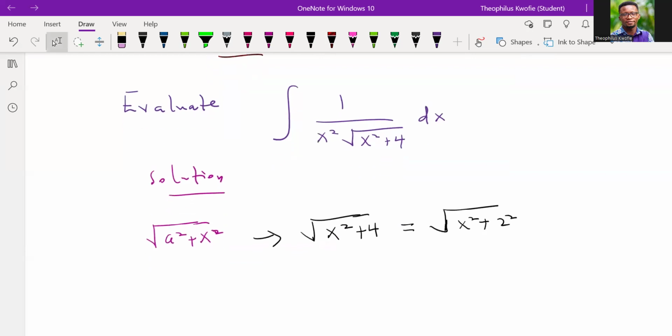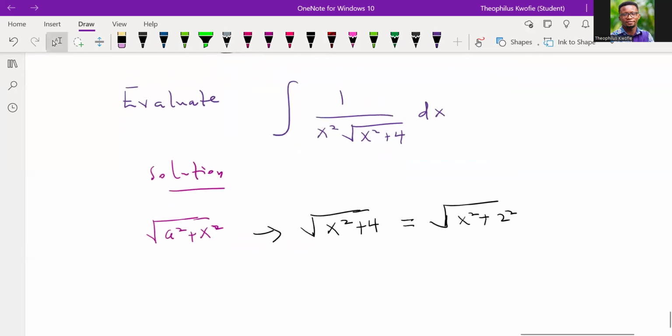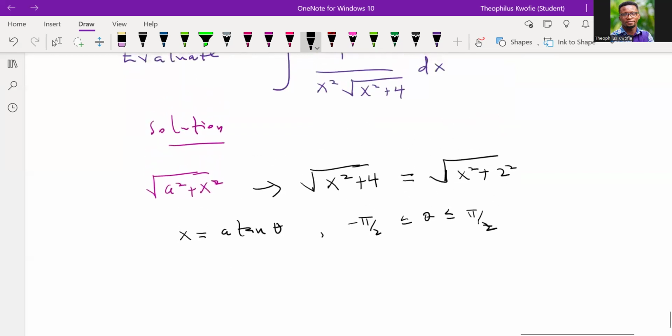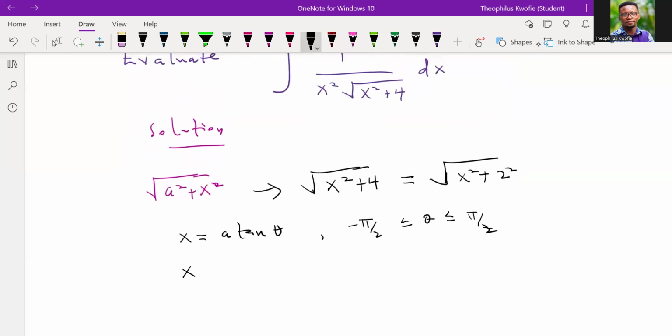We saw that if you have this expression, the best substitution to use will be x equal to a tan theta, where theta should lie between negative pi on 2 and pi on 2. Now, in our case, what is our a? Our a in this case is 2.